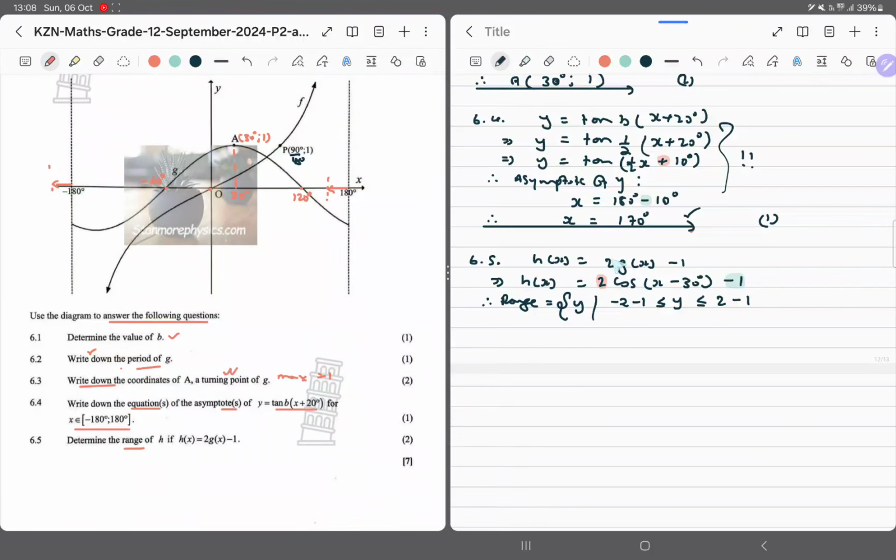And as we can see, this is an amplified graph vertically shifted down. So now we can already see here, guys, that our range, as a set of y values, is such that −3 is less than or equal to y, which is less than or equal to 1.